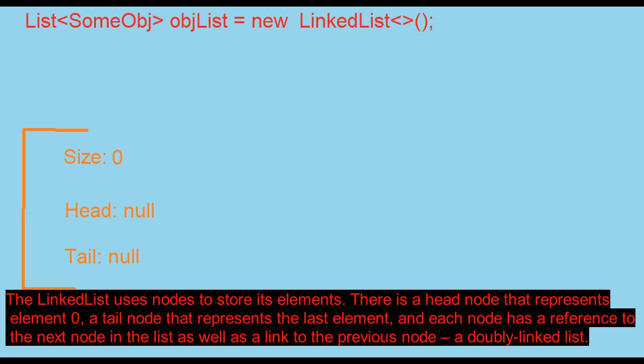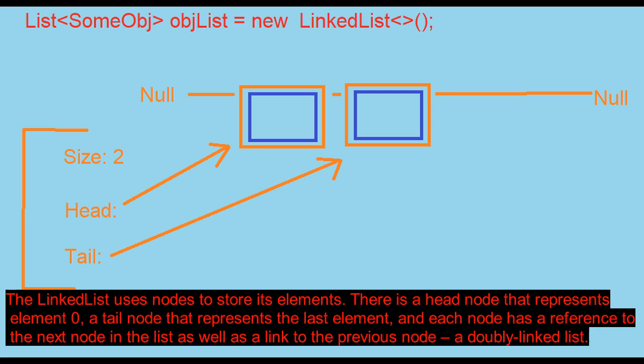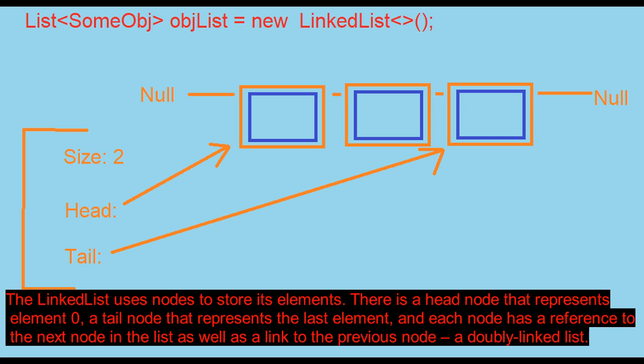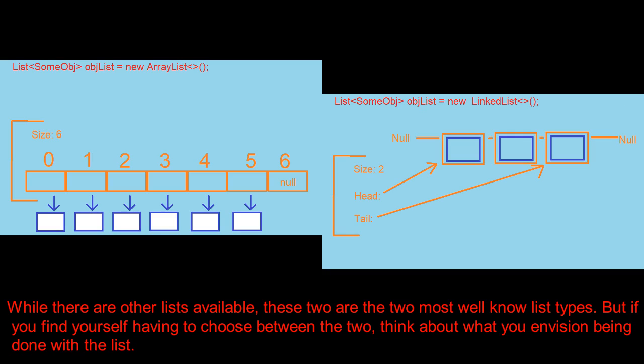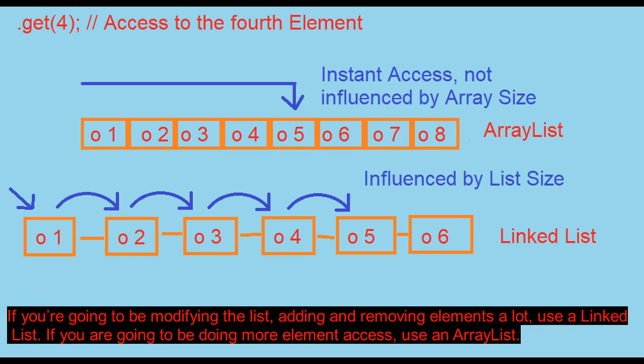The linked list uses nodes to store its elements. There is a head node that represents element 0, a tail node that represents the last element, and each node has a reference to the next node in the list as well as a link to the previous node, a doubly linked list. While there are other lists available, those two are the two most well-known list types. But if you find yourself having to choose between the two, think about what you envision being done with the list. If you're going to be modifying the list, adding and removing elements a lot, use a linked list. If you are going to be doing more element access, use an array list.